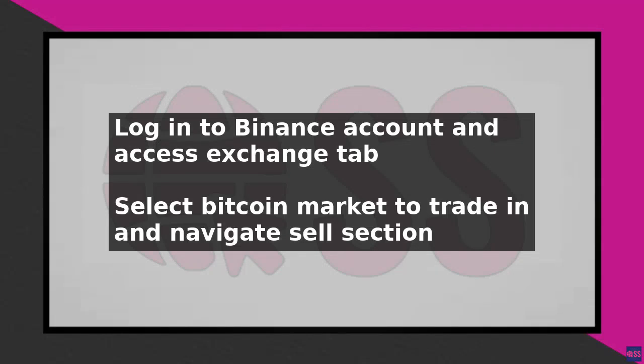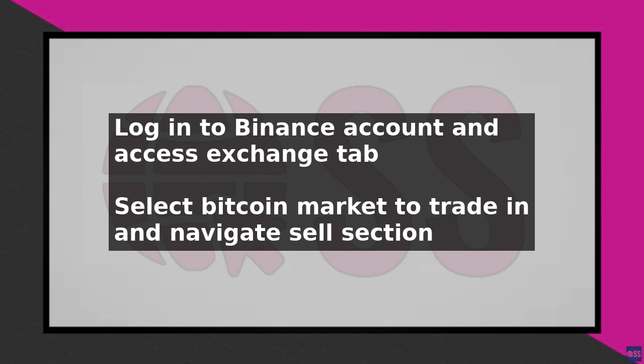To sell Bitcoin on Binance, you will need to have a Binance account and some Bitcoin in your Binance wallet. First, go to the Binance website and log into your account. Once you are logged in, click on the Exchange tab at the top of the page and select the Bitcoin market you want to trade in.